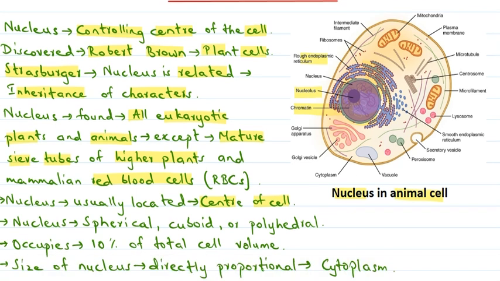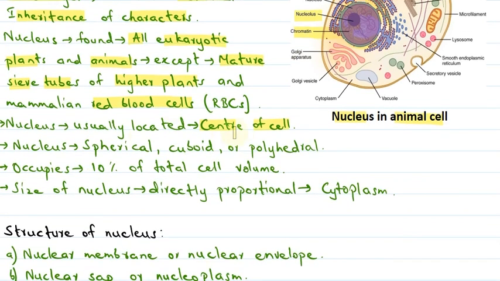Alright, so the nucleus, as we already discussed, is usually located in the center of the cell, and generally the shape of the nucleus is related to the shape of the cell. So the nucleus can be either spherical or cuboid or polyhedral. The nucleus occupies about 10% of the total cell volume, and the size of the nucleus is directly proportional to its cytoplasm, and moreover the size of the nucleus is related to the number of chromosomes.